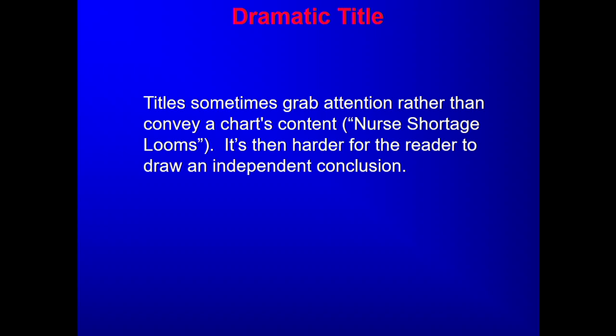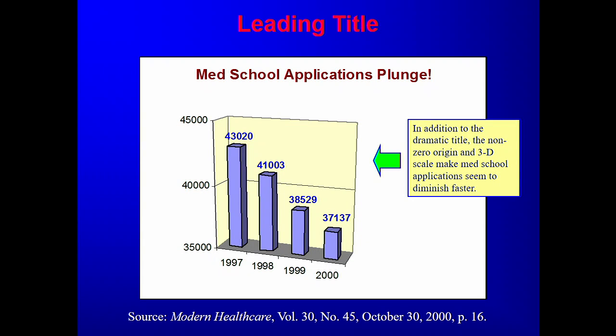So we can do the same thing in graphs with titling, right? A dramatic title like Med School Applications Plunge. That's a leading title, right? We want the viewer to make the conclusion. We want to say Med School Applications since 1997. If they come up with the conclusion it's a plunge, well, that's fine. But we don't want to lead them to that, right? Maybe not in the graph. We want to show the information and have them draw their own conclusions, right? You know what I'm saying?